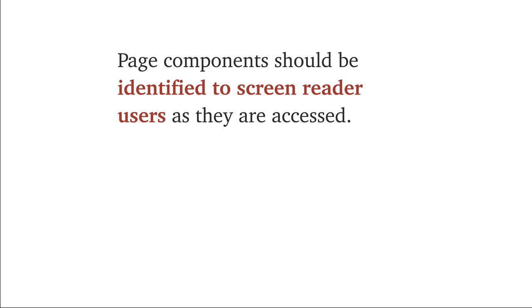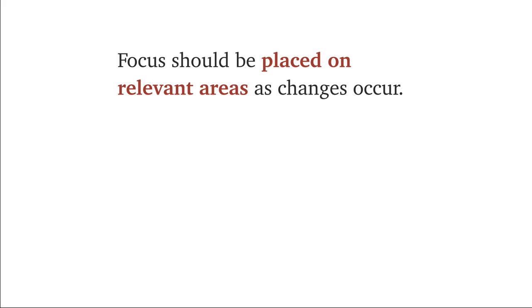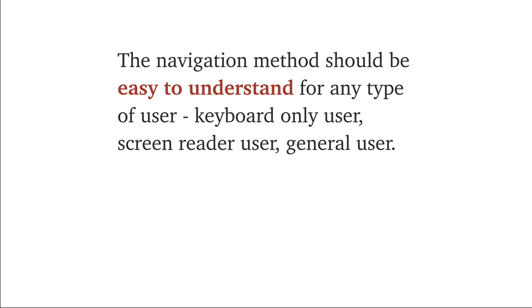And for screen readers, page components should be identified to screen reader users as they're accessed. Screen readers should be notified of changes as they occur. Focus should be placed on relevant areas as changes occur. And tabs and panels should have a direct relationship. And for all users? Well, the navigation method should be easy to understand for any type of user, whether it's a keyboard-only user, screen reader user, or even general users.